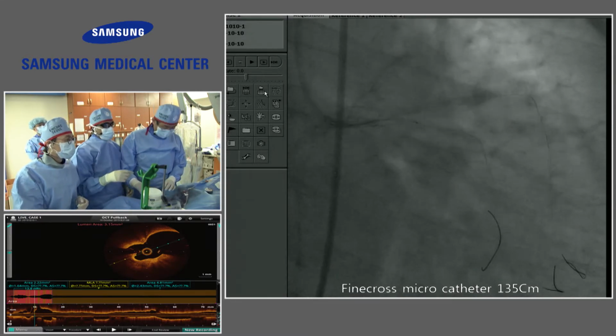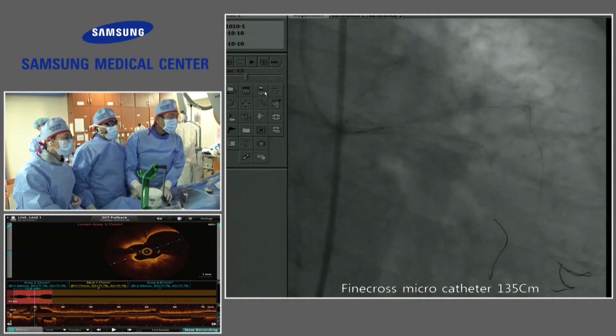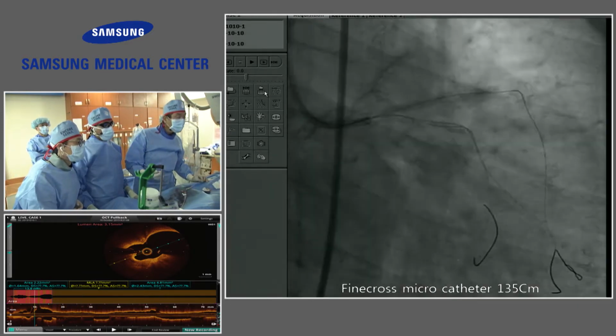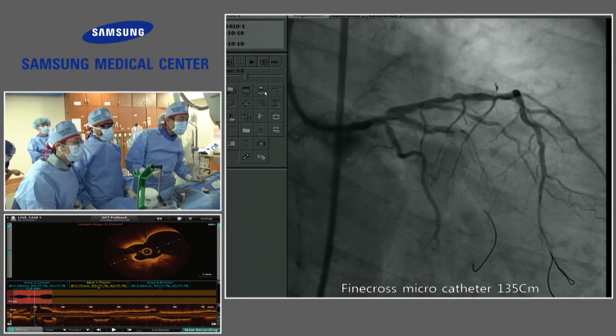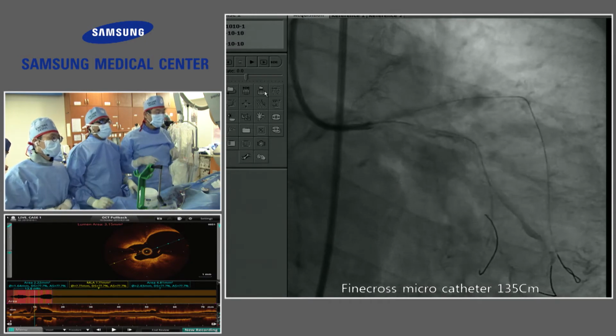So let's take another picture here, so we can have an idea. We're going to limit our total number of wires. We've done a STAR. Very slowly. Okay. This is the obtuse marginal large branch. First wires in. Right.